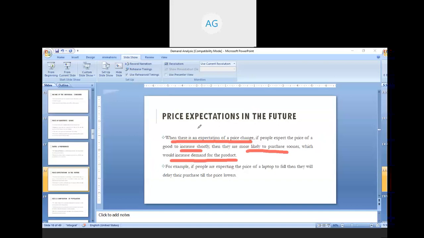So if the price expectation is to increase in the future, people try to buy that product sooner, or much earlier. For example, if people are expecting the price of a laptop to fall, then they will delay their purchase till the price is low. So just read this slide.